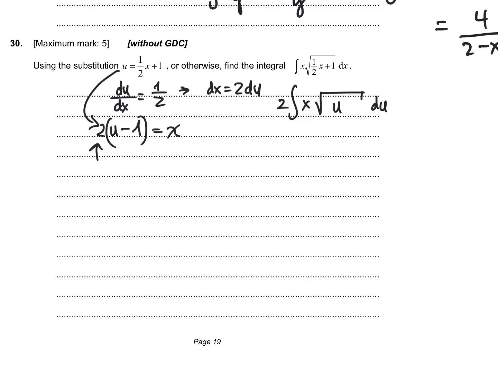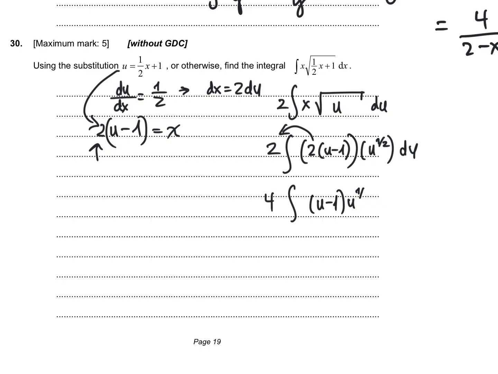So this is 2. x is 2u minus 1, and this is u to the 1/2 du. This 2 I'm taking out, 4. u minus 1, u to the 1/2 du. Now I'm going to distribute. So this is u to the 1 plus 1/2, so u to the 3/2 minus u to the 1/2 du.